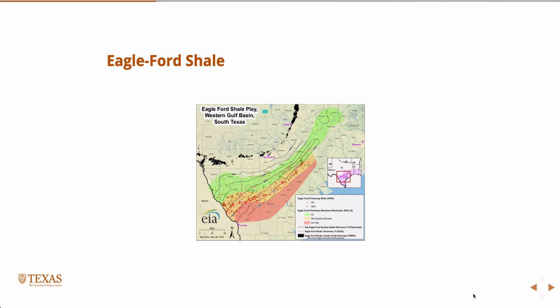Anyway, the Eagle Ford encompasses about 22 counties in South Texas. It runs in a crescent shape from Houston, which is over here, to below San Antonio. The green area there is oil rich, the tawny color is condensate, and the south part is dry gas, okay? So one of the reasons the Eagle Ford is so popular is because it is oil rich.